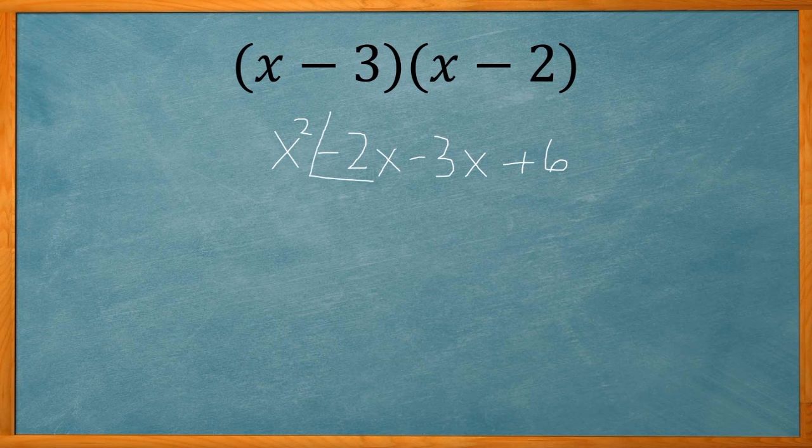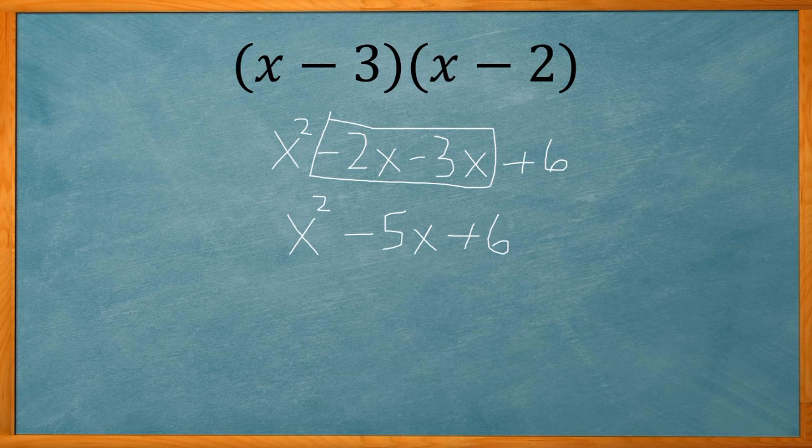And again, the middle two terms are like terms. So negative 2 minus 3 is negative 5, so negative 5x. And we bring down the 6. So x squared minus 5x plus 6.